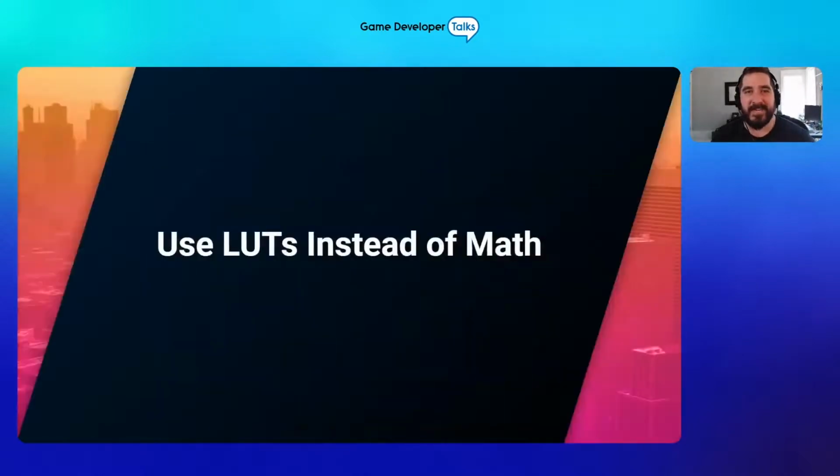So speaking of textures, let's talk about using lookup tables instead of doing math. This one is all about trade-offs. The myth here is that math is expensive to do on the GPU, so you should just use texture fetches instead. You can pre-compute the results of complex math operations like sine, cosine, tangent, and drop those values into a texture that you can look up instead.